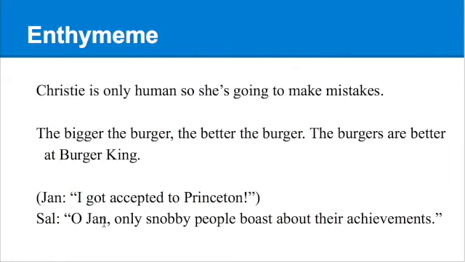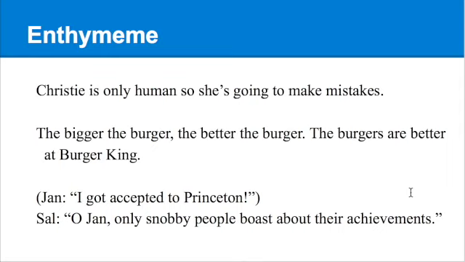Only snobby people boast about their achievements. We have a person who just did that. Her name is Jan, let's say. She just got accepted to Princeton. And then Sal says, only snobby people boast about their achievements. What is she saying? What is she implying? What is she assuming? There's two missing parts here. Okay, so something like the conclusion is easiest, right? Clearly Sal is saying that Jan is implying that Jan is a snobby person. So we know that the conclusion should probably be Jan is a snobby person.